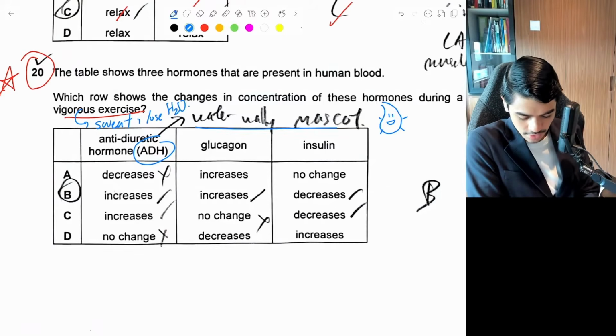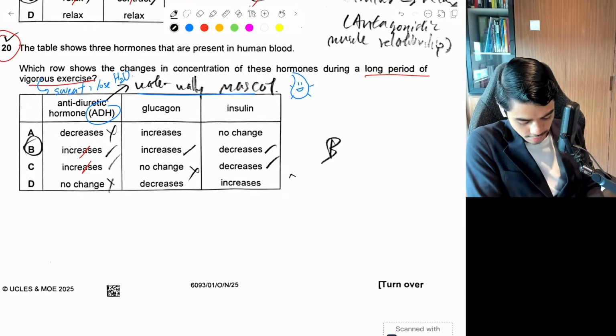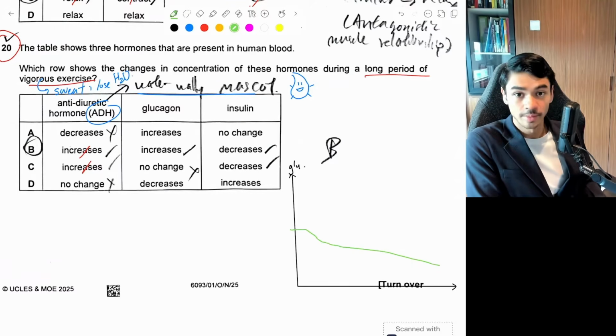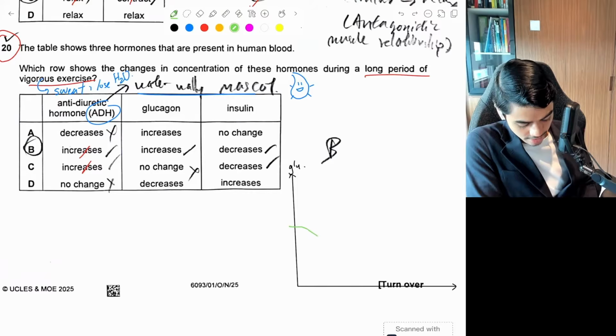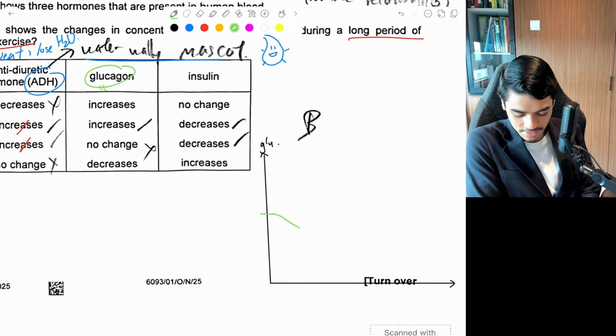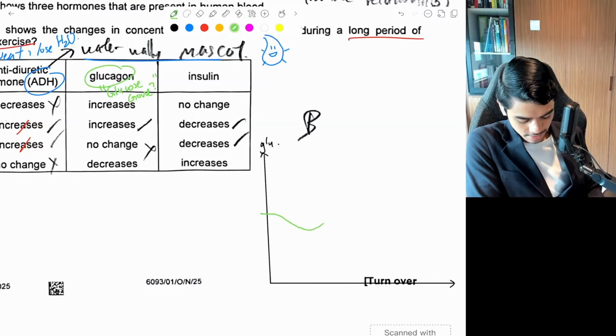So ADH will increase. Next, glucagon and insulin, we have to look at the blood glucose levels. So this is the blood glucose, this is time. Now, when you exercise vigorously for long periods, you're going to see a drop in the glucose levels more and more. But the body doesn't allow that. When there's a drop, glucagon comes out when your glucose is gone. That's how I remember what glucagon does. Glucose gone, glucagon comes out to solve the problem. So it will actually bump it back up to normal.